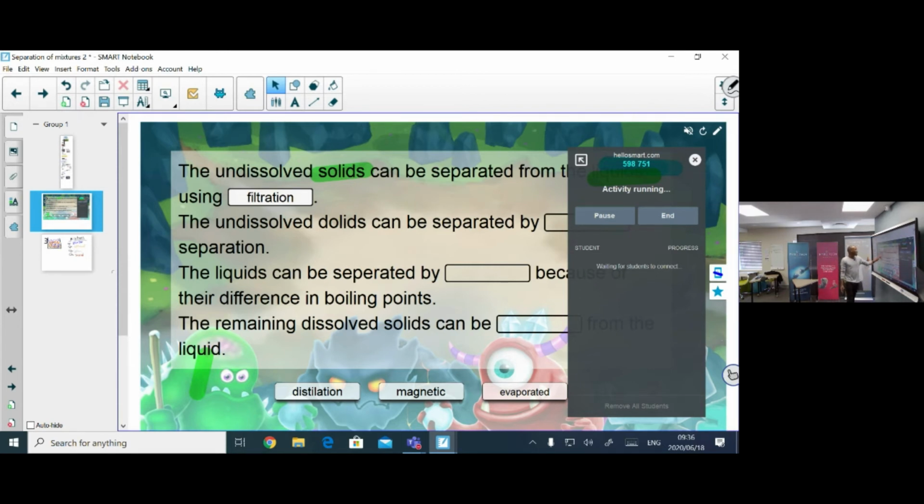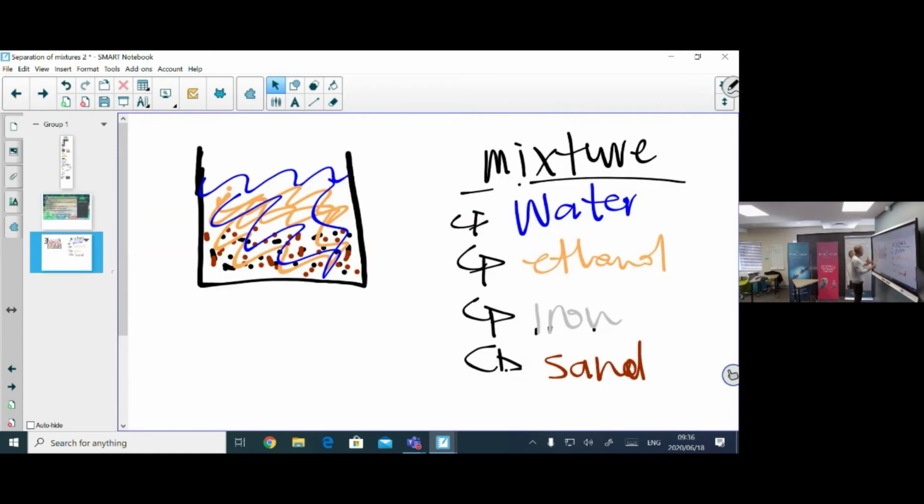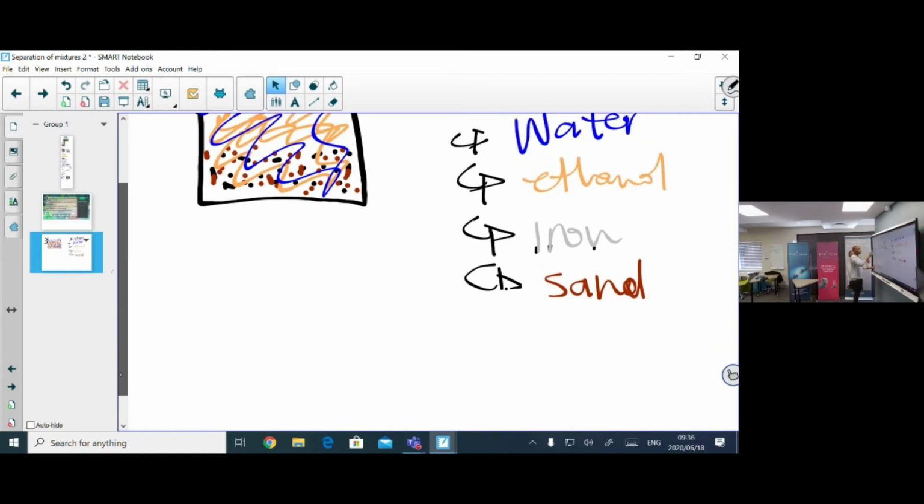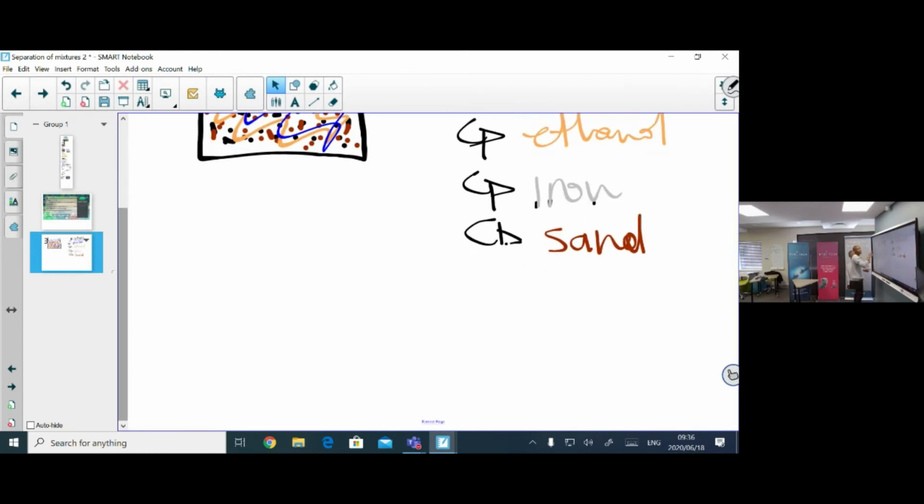What's the second question? The undissolved solids can be separated by what method of separation? You remember they collected. So here's our mixture. We take this mixture and separate the solids from the liquids using filtration, right? We're going to be pouring this.